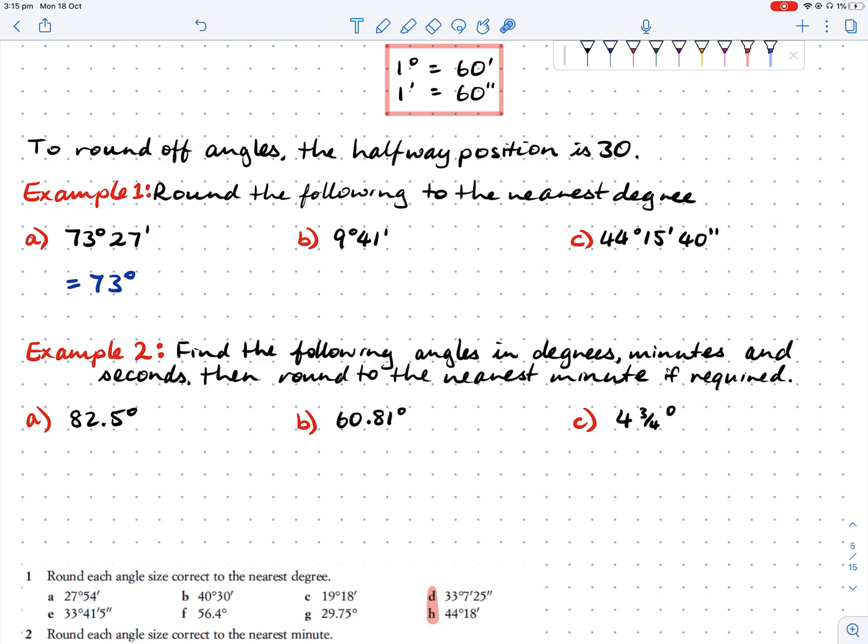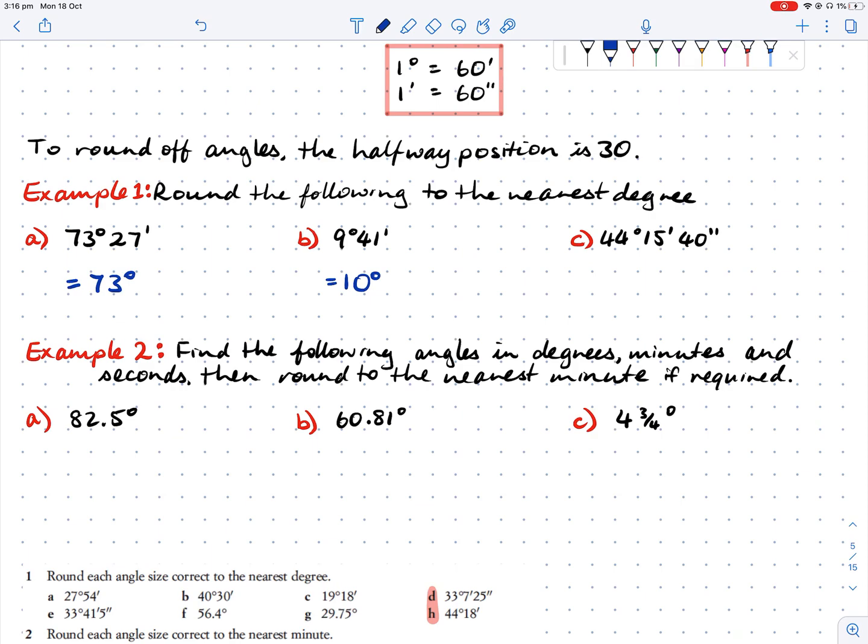For our next question, we've got 9 degrees and 41 minutes. Again, we're going to check the minutes. We can see it's bigger than 30, so we need to round it up. So the degrees is going to go up by 1, so that's going to be 10 degrees.